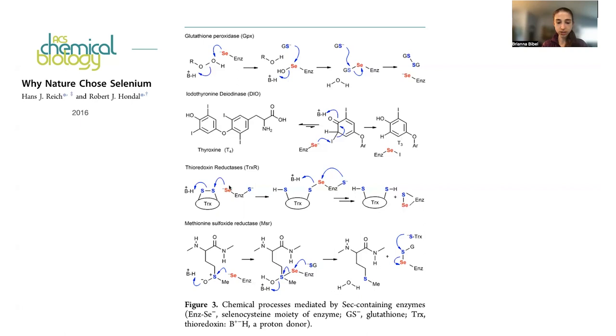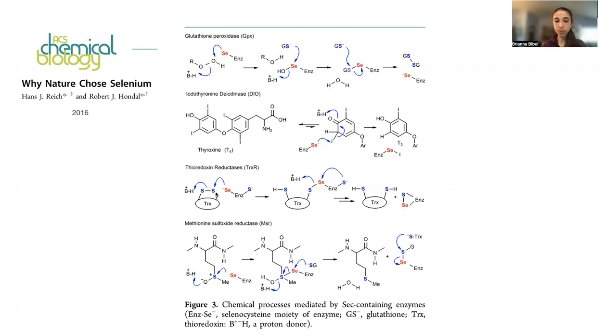What they're going to do is attack that disulfide bond, the sulfur of the disulfide bond, and break it up. They have a selenium and a sulfur in this enzyme, this thioredoxin reductase, and so the selenium is going to attack the disulfide bond and break that off, reducing this.